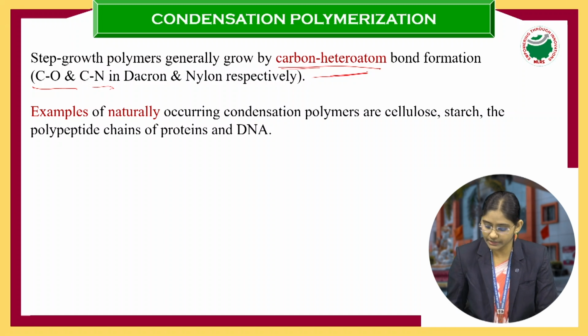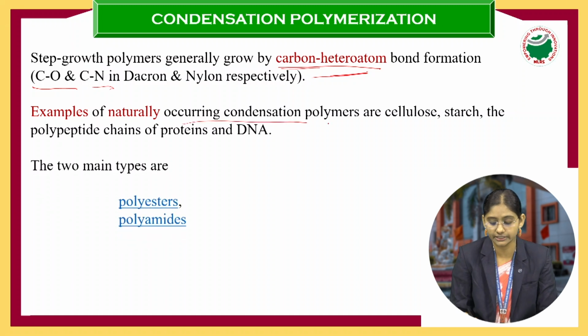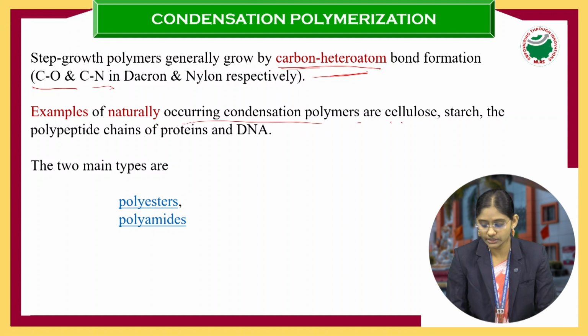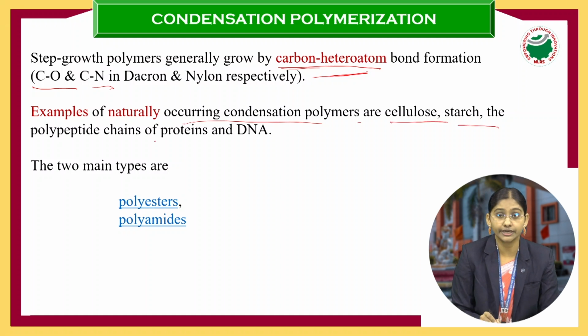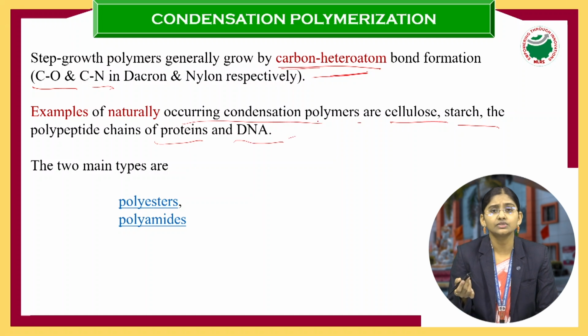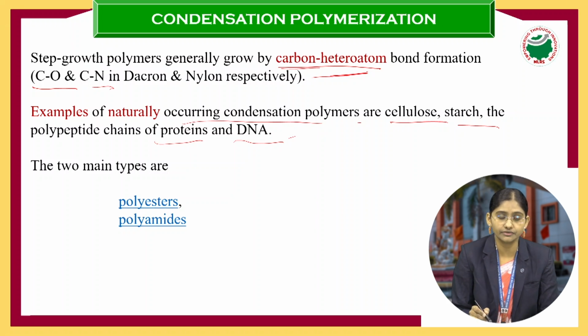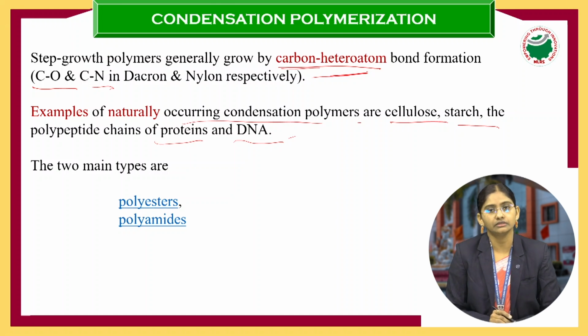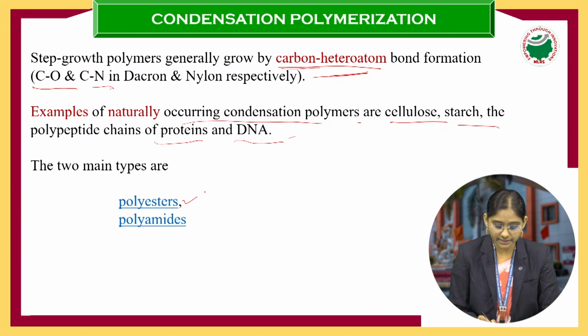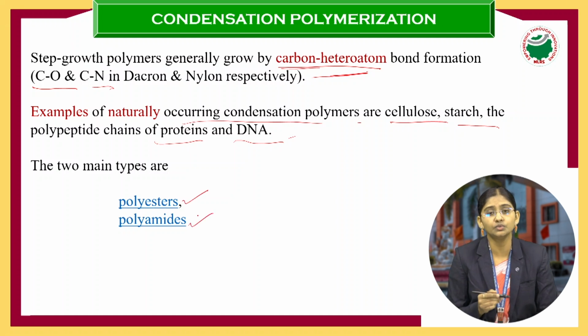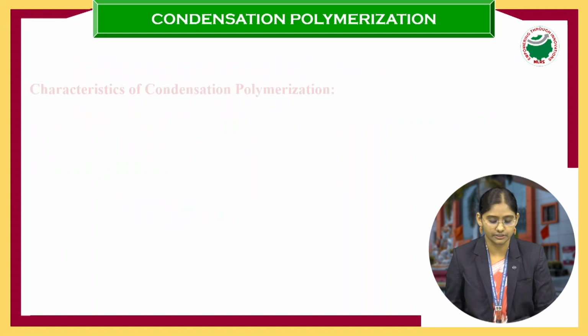Examples of naturally occurring condensation polymers are cellulose, starch, proteins, and DNA. In all these structures, carbon with a heteroatom is present. So these are examples of condensation polymerization. Now the two main types of condensation polymers are polyesters and polyamides. These are the two main classes of condensation polymerization. So now we'll see what is meant by polyamides and polyesters.